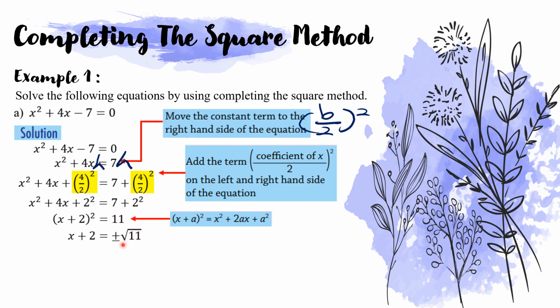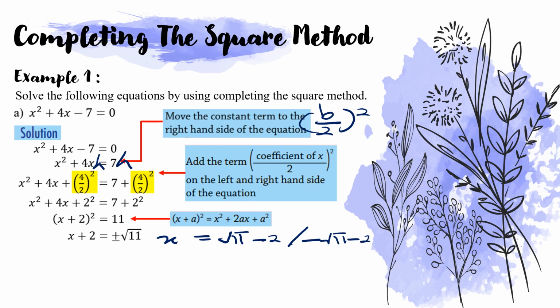Square root of 11, actually you will get two answers, the positive answer and the negative answer. That's why you need to always write positive and negative of the square root of the value, since you are going to get two solutions later. Okay, and then solve this. How to solve this one? x is equal to square root of 11, the positive one, minus 2, since we move positive 2 to the right hand side. Or you do negative square root of 11, minus 2.